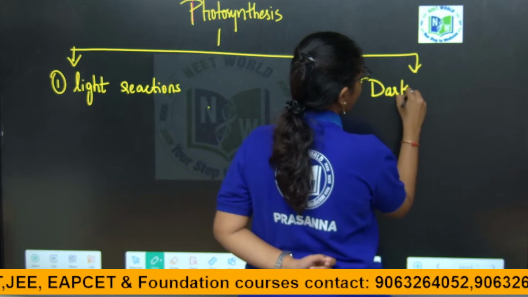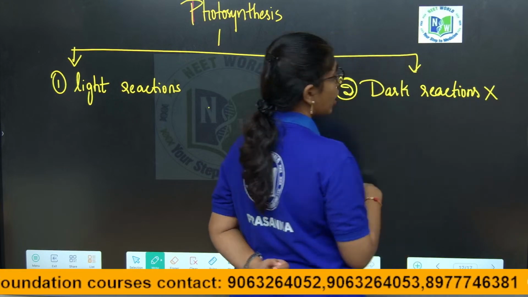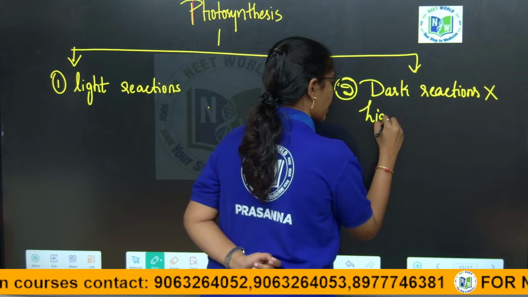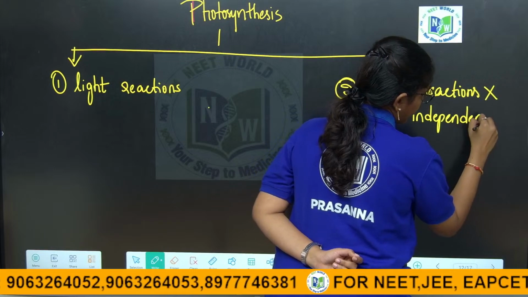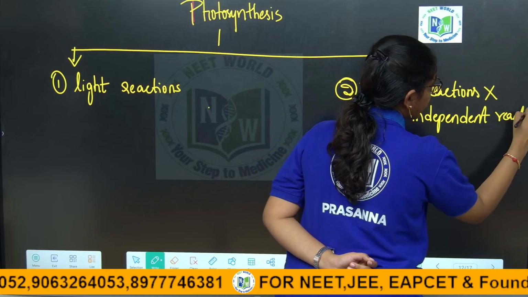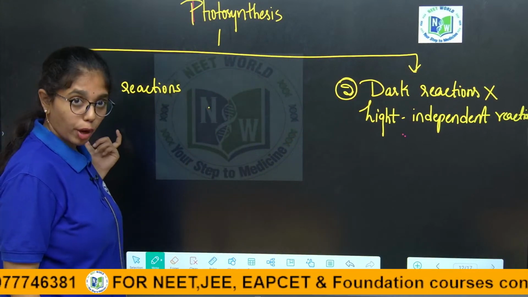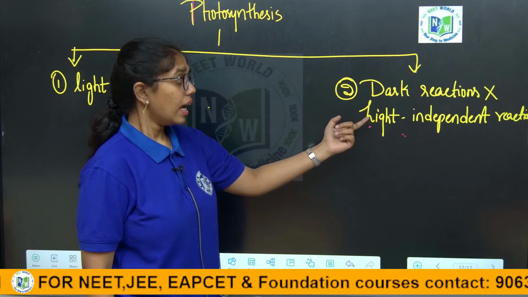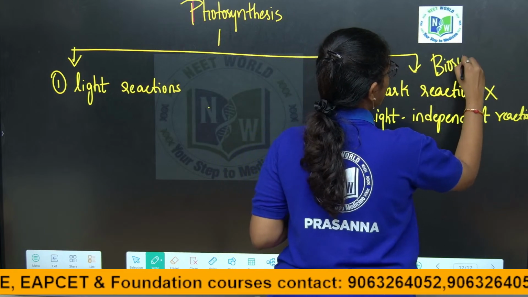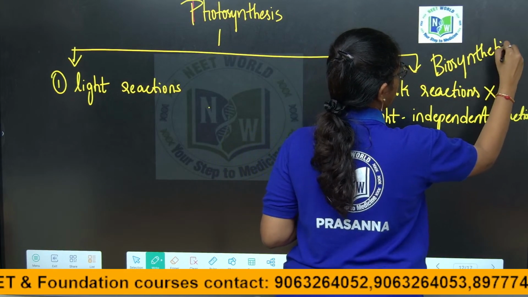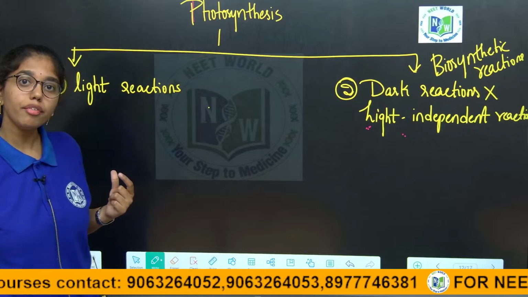Calling light independent reactions as dark reactions is a misnomer, because these light independent reactions are not taking place in the absence of light, but they are dependent on the products of light reaction. Dark reactions or light independent reactions are also called biosynthetic reactions. These are dependent on the products of light reactions.